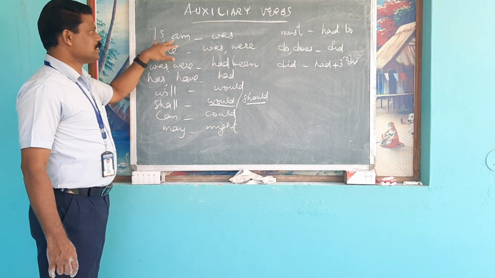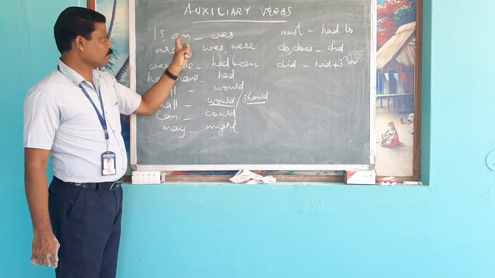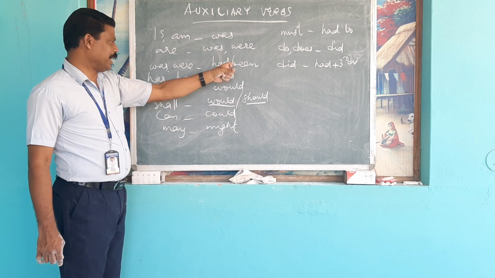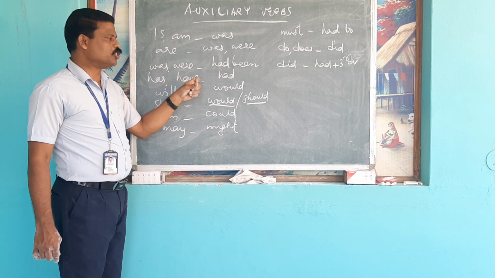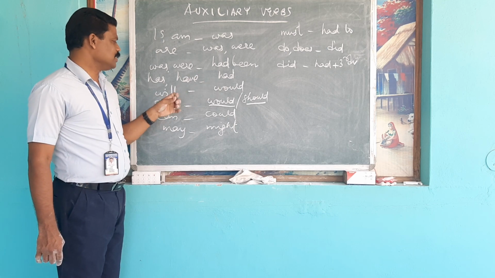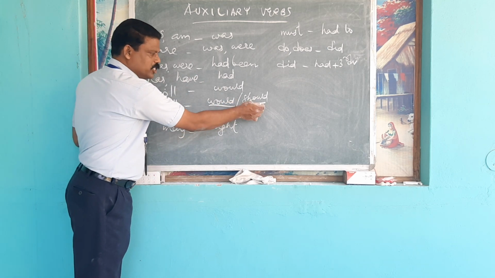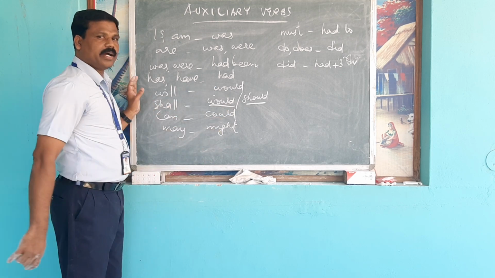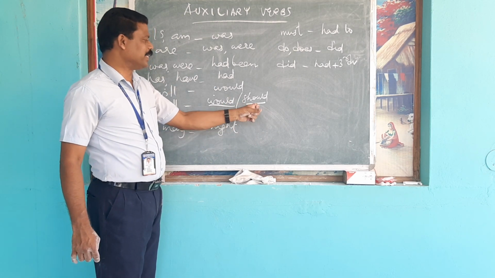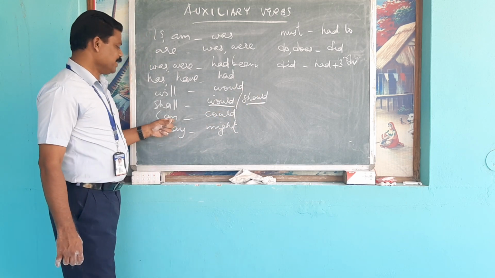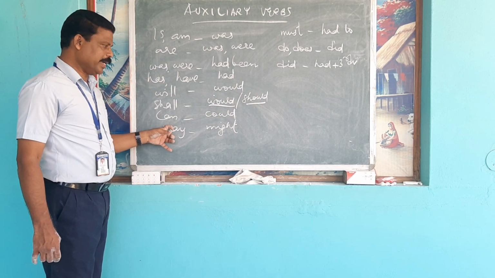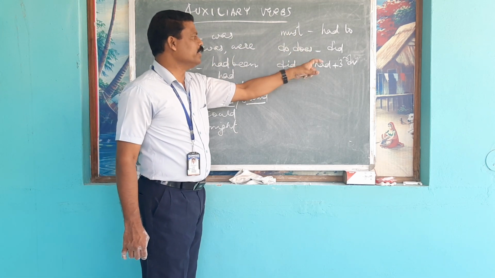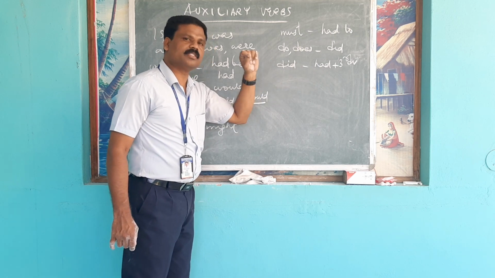Once again, is, am will change into was, are will change into was or were, was and were will change into had been, has and have will change into had, will into would, shall into would or should. Please note, अगर वो टेंस को बता रहे वुड में बदलेगा, अगर ड्यूटी या ओब्लिगेशन को बता रहे it will change into should. Can changes into could, may into might, must into had to, do or does into did, and did into had plus third verb.